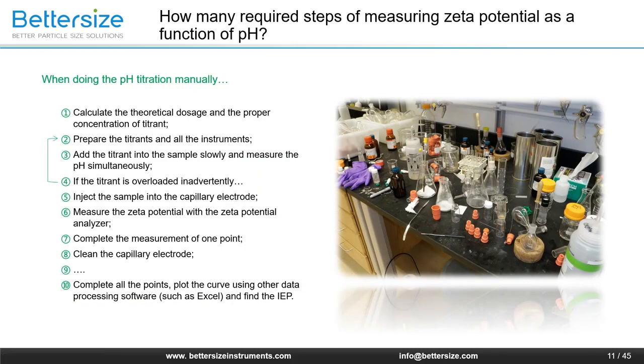Now, let's make a comparison between manual titration and automatic titration about how many steps are required for measuring zeta potential as a function of pH. When we do it manually, measuring one sample may need dozens of steps and take an operator a whole day. It's time-consuming work and needs a lot of patience.